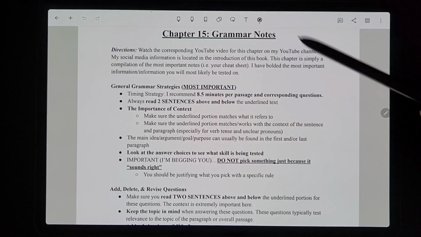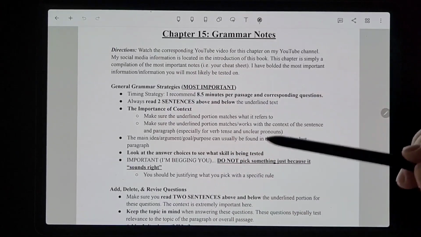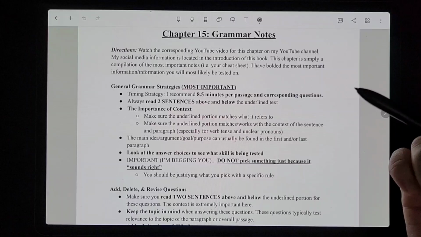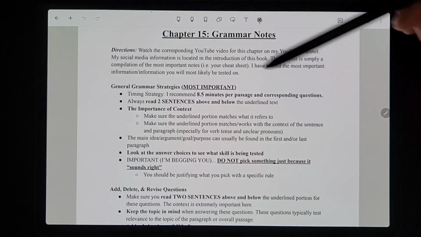First of all, the general strategies. If you have to pick from anything, this part is the most important out of the whole entire chapter 15 grammar notes section. Because your timing strategy, for instance, if you don't follow your timing strategy, what's the point? You could spend 15 minutes on one question and then not even get to the other questions because you're not keeping track of time.